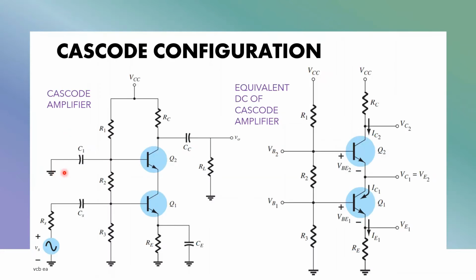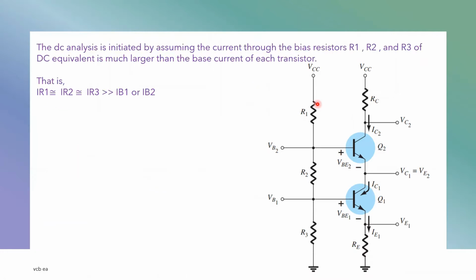The picture on the left side is the cascode amplifier and the picture on the right side is the equivalent DC of the cascode amplifier. We will start the DC analysis by making an assumption that the current flowing through these biasing resistors R1, R2 and R3 is much greater than the base currents. That is, IR1, IR2 and IR3 are much greater than IB1 or IB2.